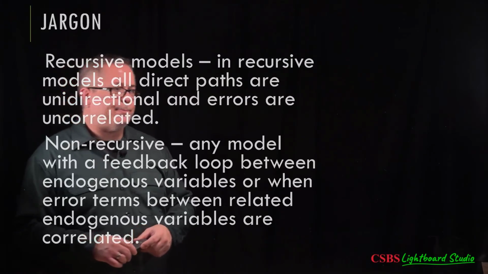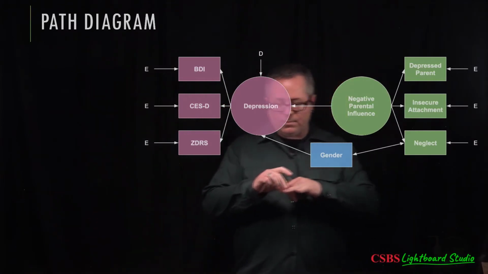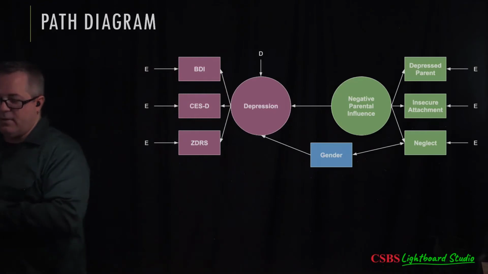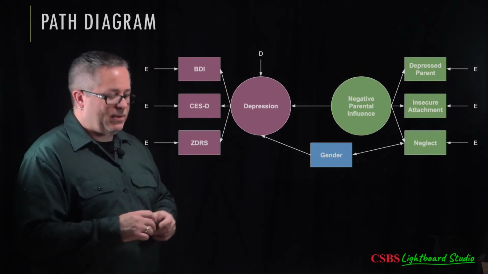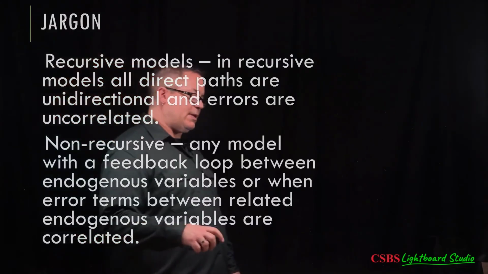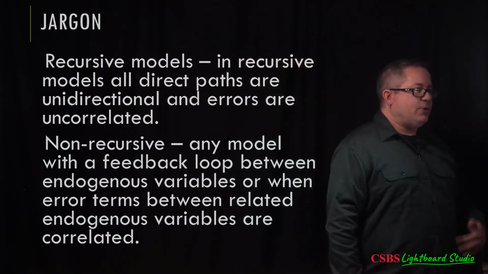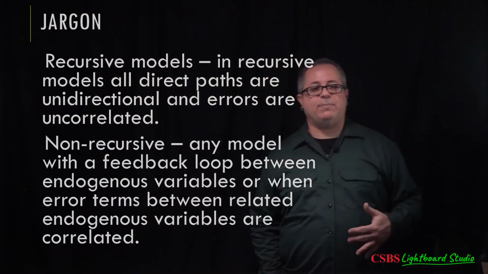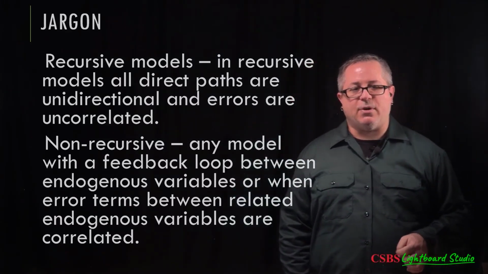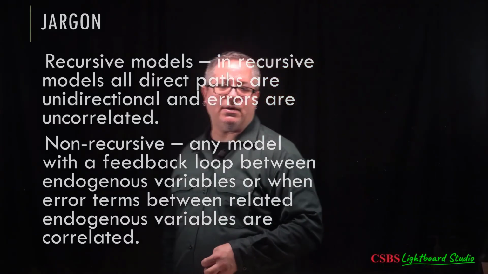All right. By the way, if you think the measurement and structure components are tough, this next term is probably the one that bugs me the most because it seems to be the reverse of what it sounds like. We got recursive and non-recursive models. So recursive models, all direct paths are unidirectional and errors are uncorrelated. Non-recursive, any model with a feedback loop between endogenous variables or when error terms between related endogenous variables are correlated.